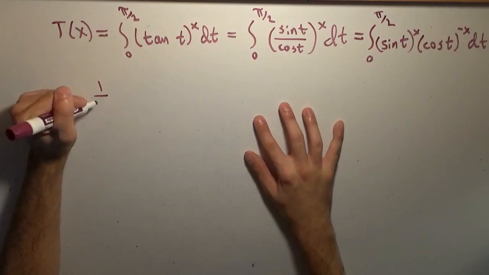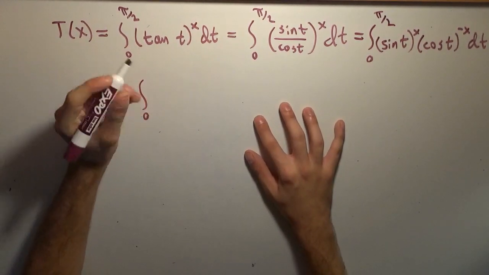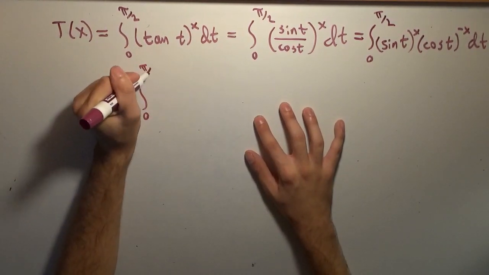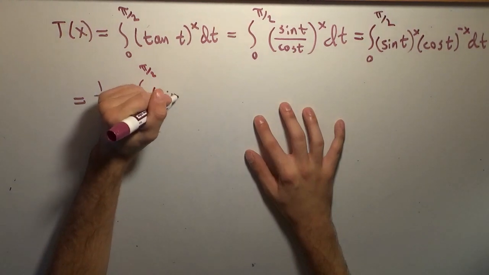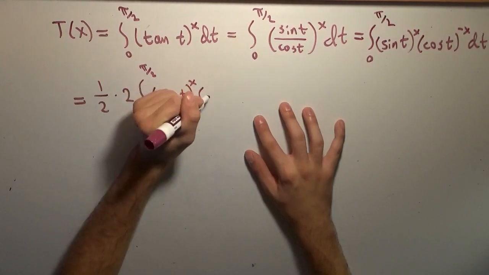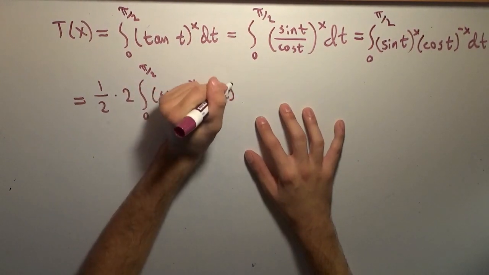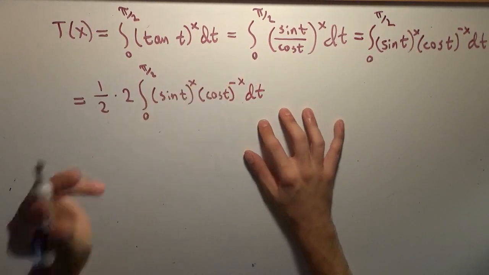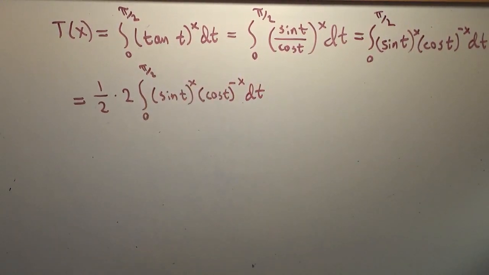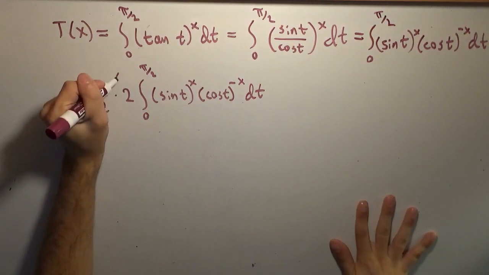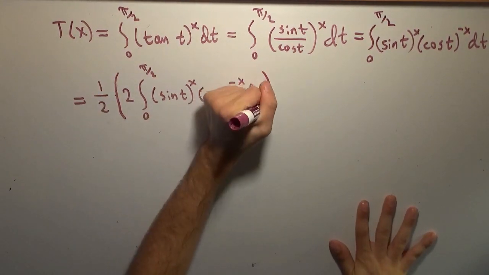So we have 1/2 times 2 times the integral from 0 to pi over 2 of the sine of t to the power of x times the cosine of t to the power of negative x times dt. Now wait a second. What is that?